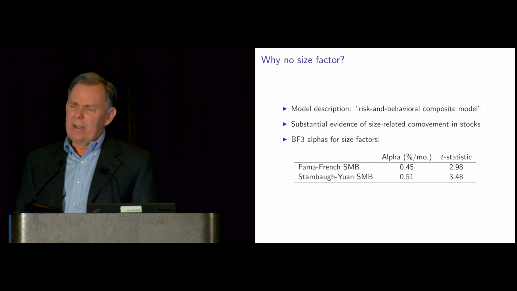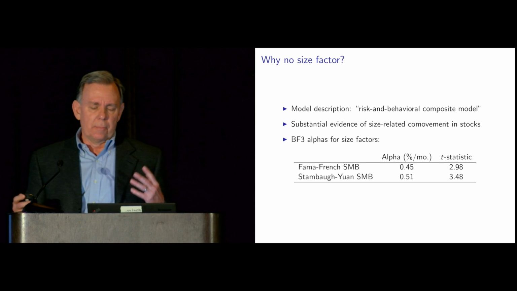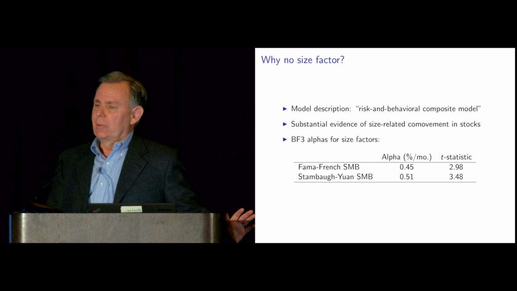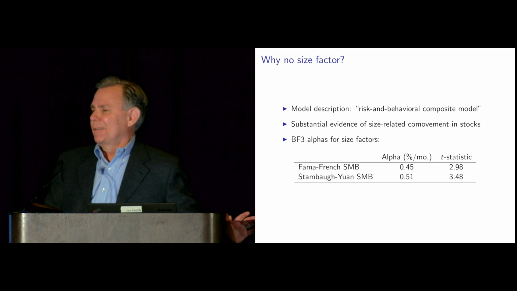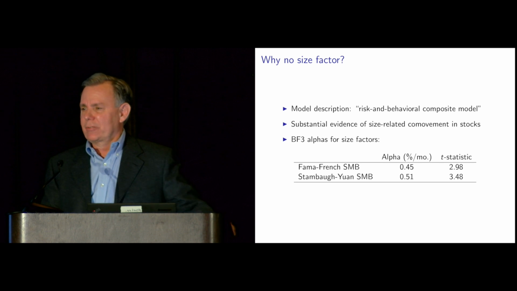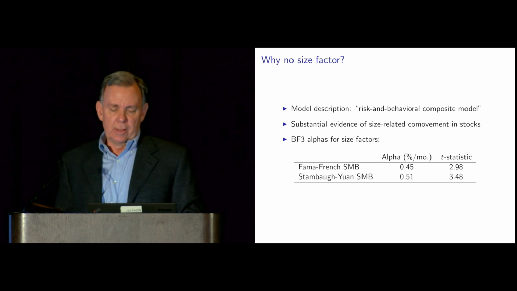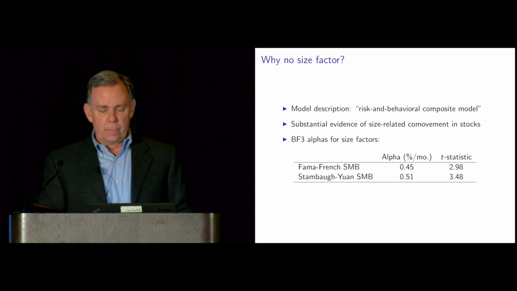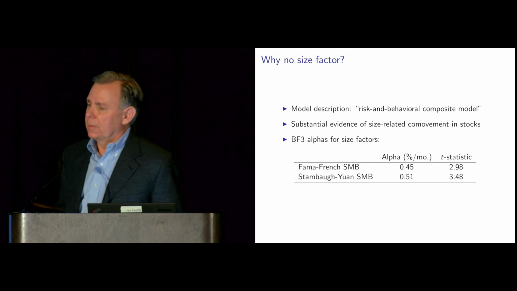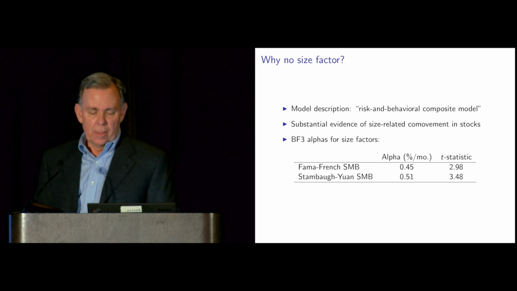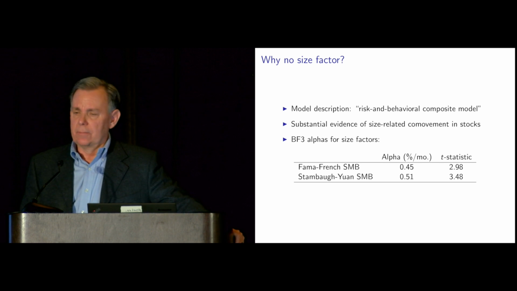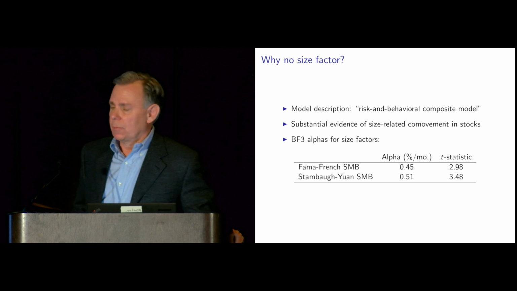Second issue, why no size factor in the model? The model is described as a composite risk and behavioral composite model. There's a lot of evidence that there's a lot of size-related co-movement in stocks. So if one purpose of a factor model is to use it for risk management and explaining risk, you would think a size factor should be in here. And I would note that size is not at all priced by this BF3 model. Either the Fama-French SMB or the version that Yuan and I formed that tries to eliminate mispriced stocks from the calculation. Both have very significant alphas of about 0.5% or so a month, with a t-statistic of 3 or more. So I think that putting a size factor in the model would be an interesting thing to do.